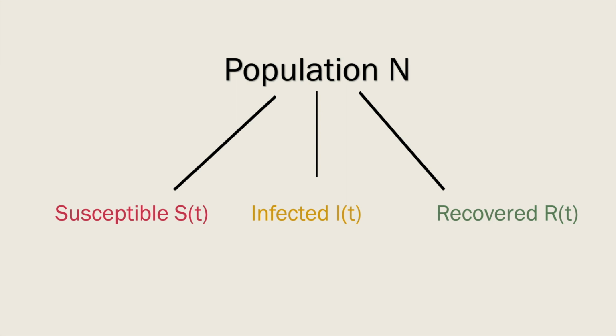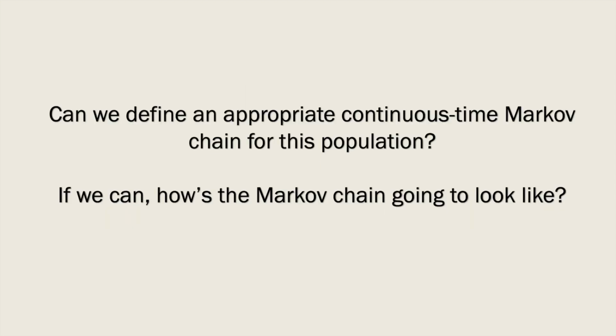People of this population are transiting from susceptible to infected, and from infected to recovered. Then, here comes a question. Can we define an appropriate continuous time Markov chain for this population? If we can, how's the Markov chain going to look like?